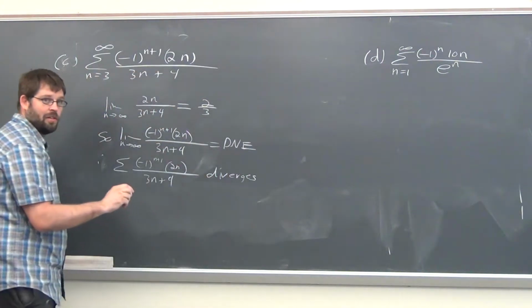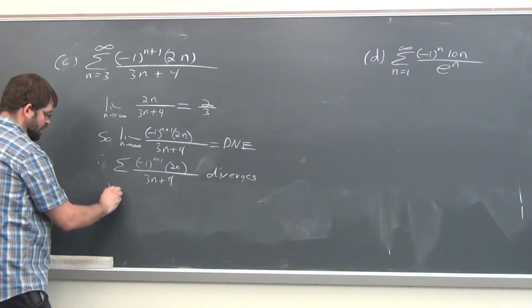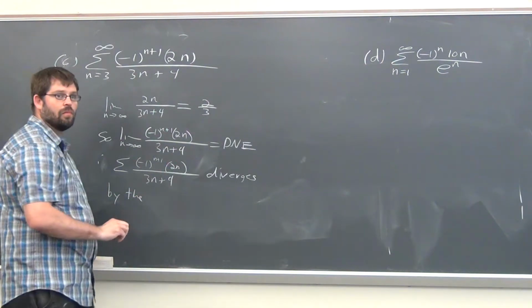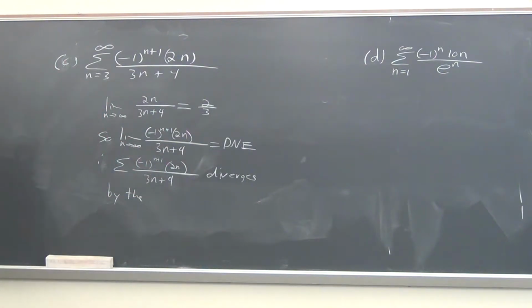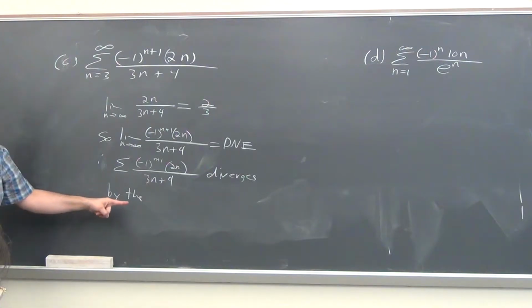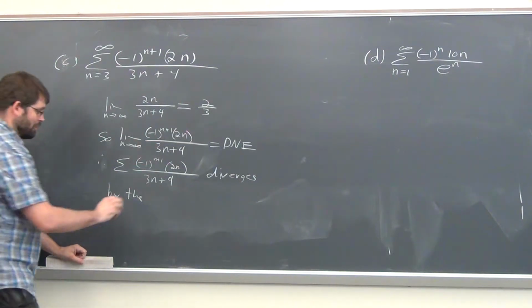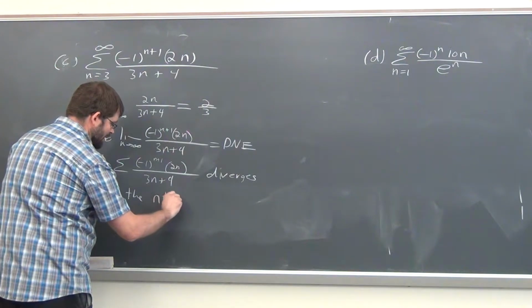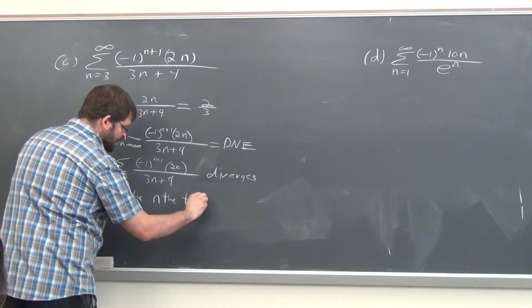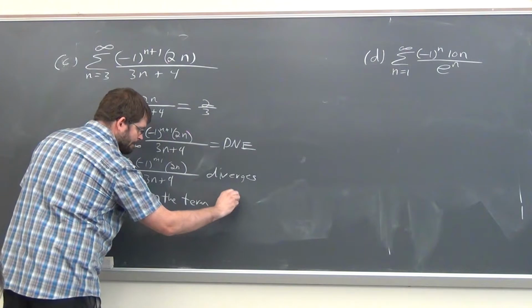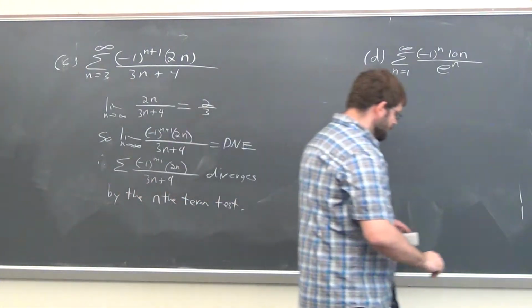What test did we use here? Well, the alternating series test doesn't technically say that it diverges. It just says if the limit's 0 and it's decreasing, then it converges. We're actually just using the nth term test, right? We're showing that the nth terms do not go to 0, and so it diverges by the nth term test, or the test for divergence. Okay. Is that okay?